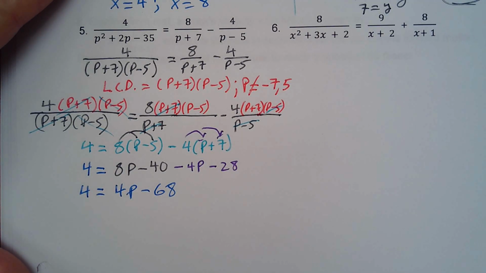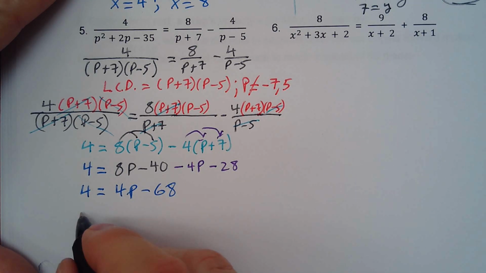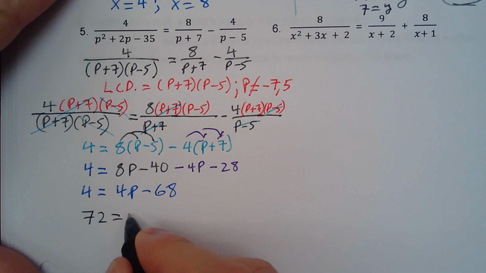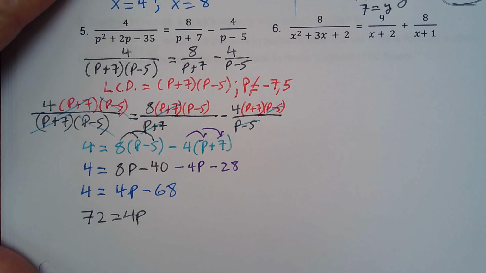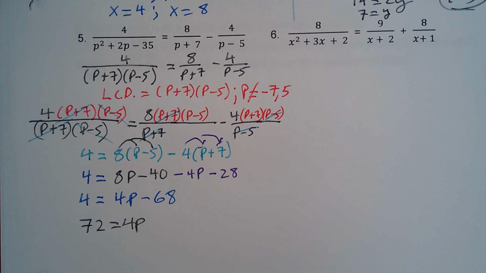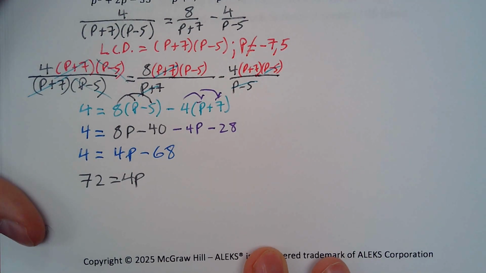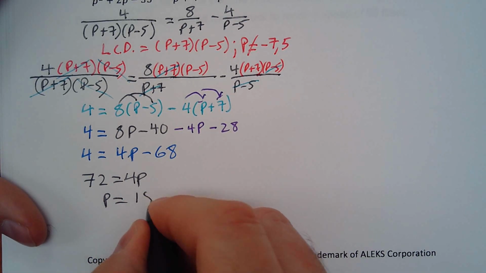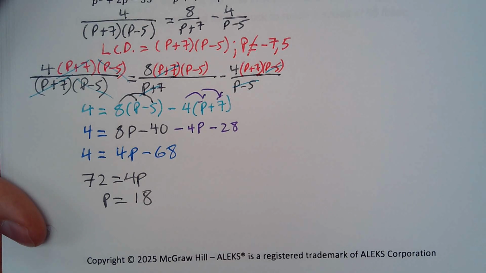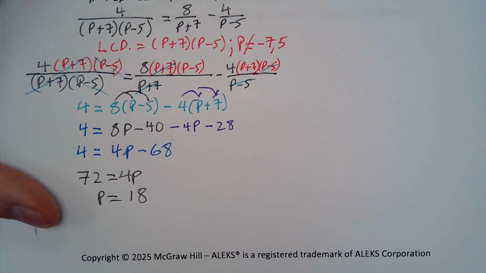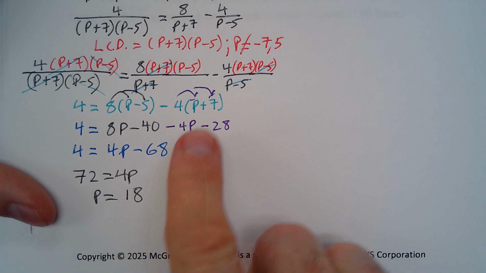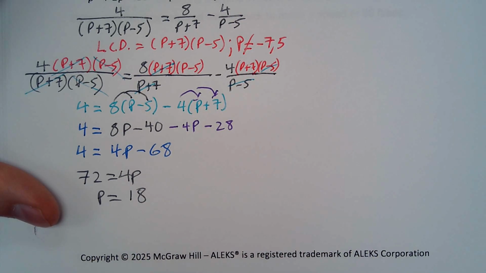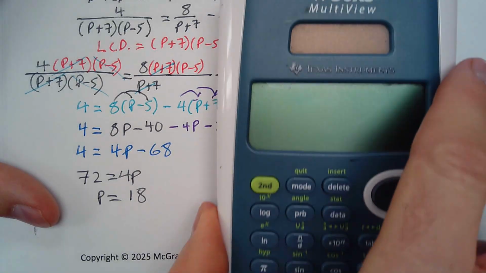I'm going to go ahead and add 68 to both sides. So that'd be 72. And then we're going to divide both sides by 4. And that should give us p equals 18. Now the nice thing, it does not match our restrictions, so that's good. So 18 is probably going to work, but let's check the answer.